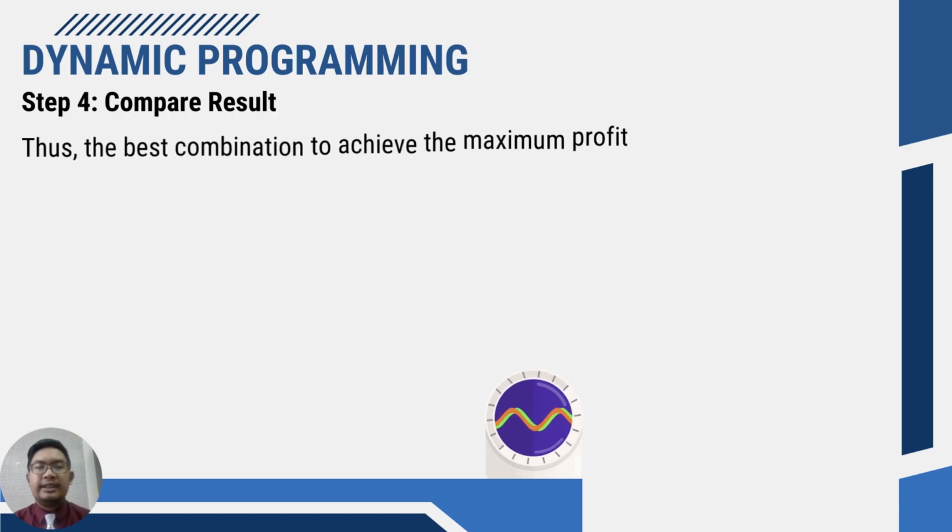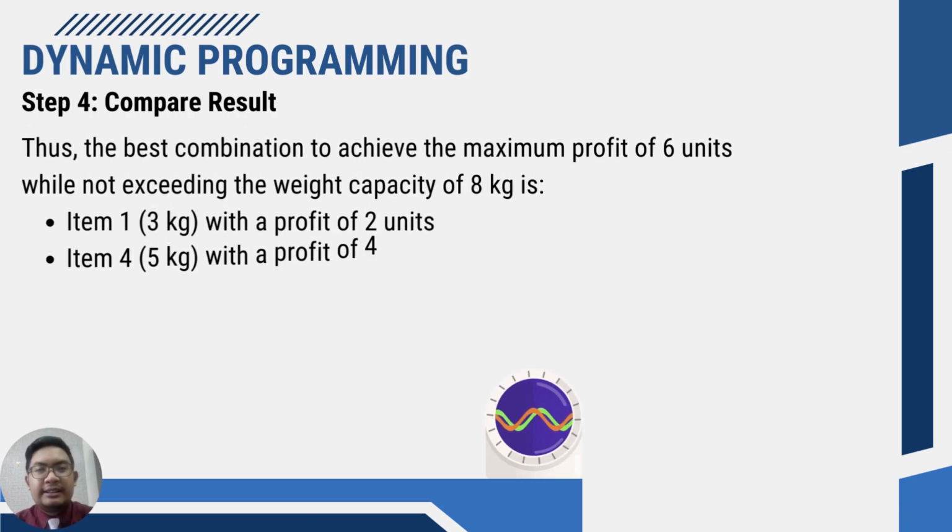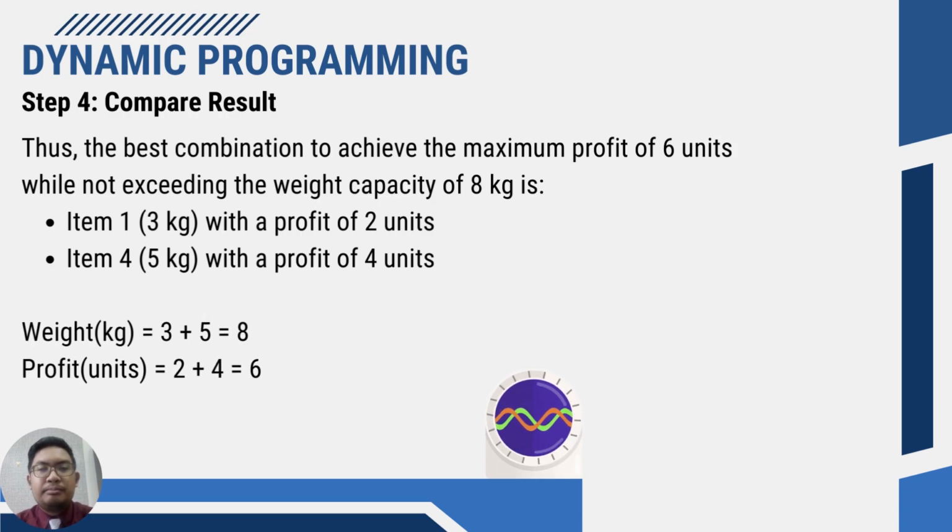In a nutshell, the best combination to achieve maximum profit while not exceeding 8 kilograms is 6 units. The first item is 3 kilograms with a profit of 2 units, and item 4 is 5 kilograms with a profit of 4 units. When we calculate it again, the weight is exactly 8, which means it does not exceed 8, and the profit remains 6 units, which is 2 plus 4.